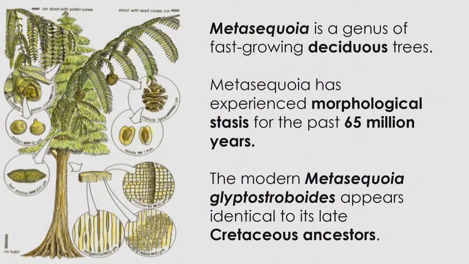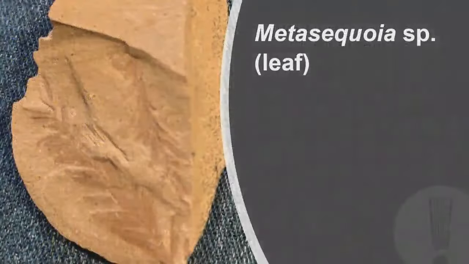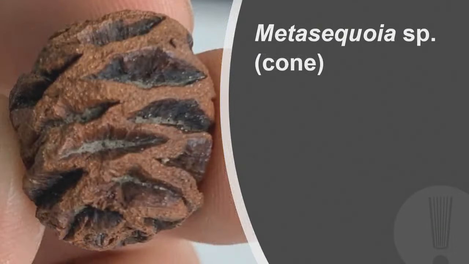Metasequoia is a genus of fast-growing deciduous trees that has experienced morphological stasis for the past 65 million years. So this is one that has been around a long time and has not changed very much. There's a modern species, Metasequoia glyptostroboides, that appears identical to its late Cretaceous ancestors. So here is a specimen of a fossil leaf of Metasequoia, and their cones. Pretty cool, you can find these fossil cones. This came from, I believe, the Hell Creek Formation up in the northern United States.